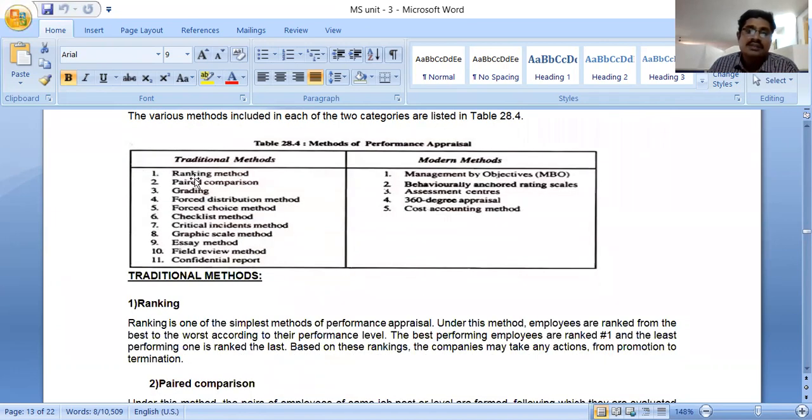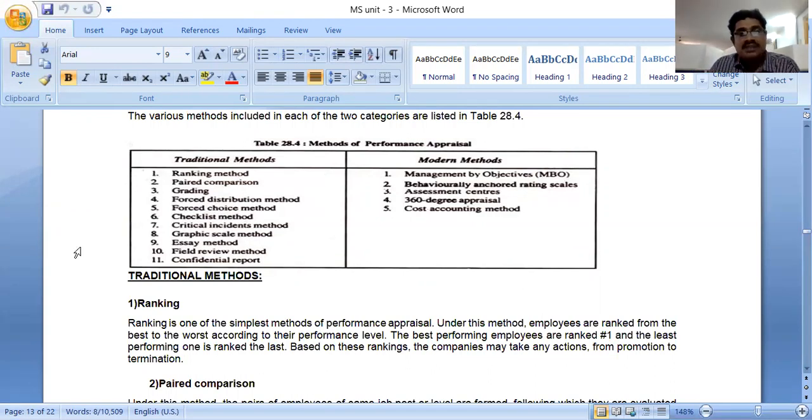Ranking method, the best example is a rank list, and paired comparison, where each and every person is compared with the other persons. Grading method: here we have three types of grades: satisfactory, unsatisfactory, extraordinary. Next, forced distribution method: here we have four categories: poor, fairly good, good, excellent. Next, forced choice checklist method: here we have yes or no type questions. Based upon employee performance, the hierarchy will tick yes or no, right?